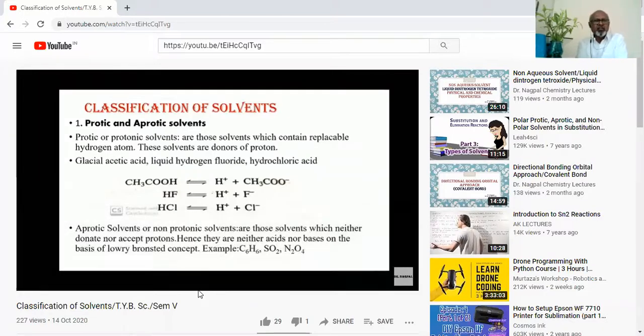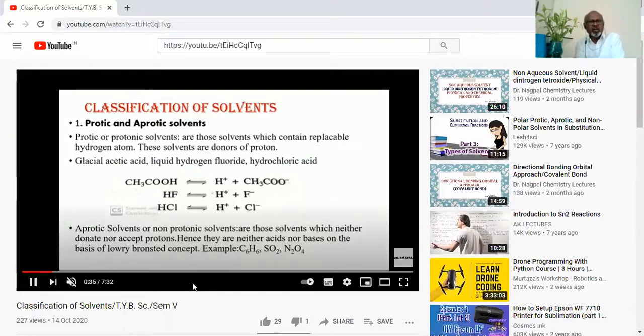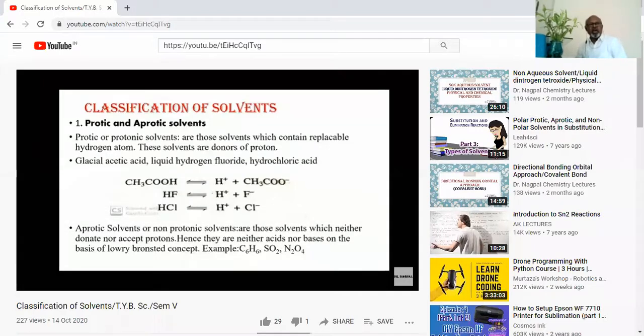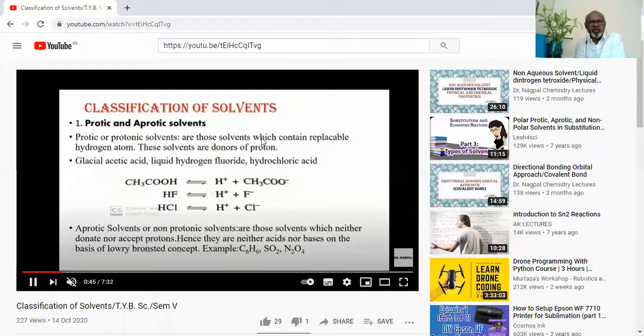If we look at the first part, protic and aprotic solvents, protic solvents are also known as protonic solvents. These are the solvents which contain replaceable hydrogen atoms. This word is very important. That means on dissociation they can furnish H plus ions. These solvents are the donors of protons, that is, H plus ions are donated. For example, glacial acetic acid, liquid hydrogen fluoride and hydrochloric acid.